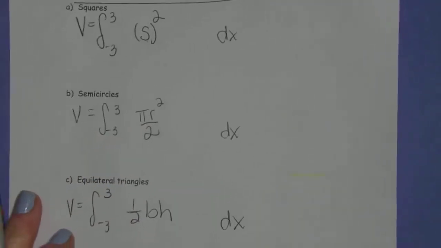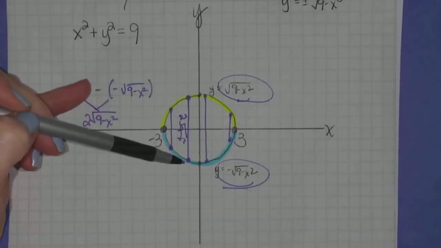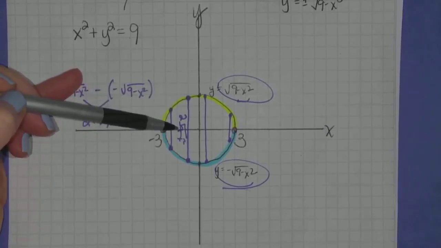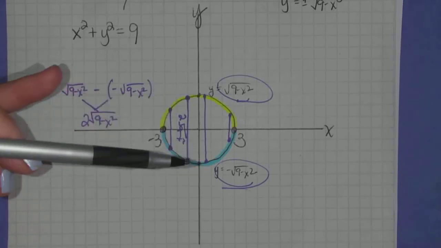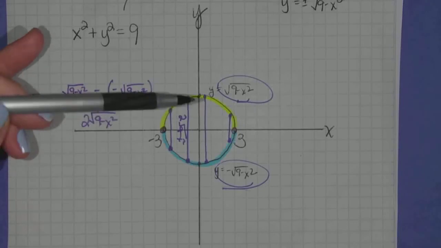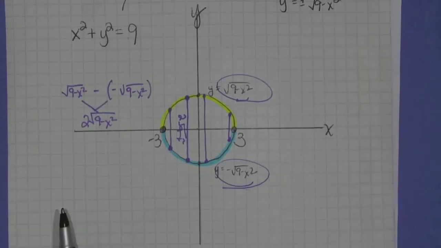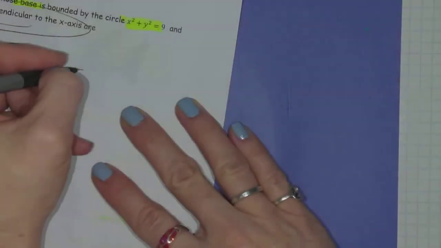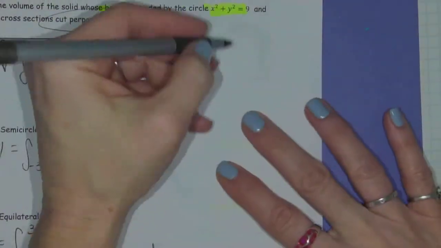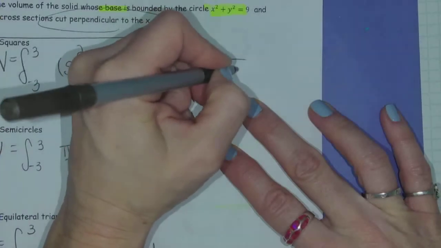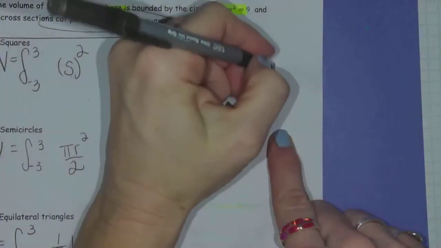So the squares are going to be pretty simple because I've already established one side of my square cross section. It's 2 root 9 minus x squared. Well, if I grow out and across and down these square cross sections, the height of the square is going to be the same because it's a square. So all I have to do is V equals definite integral from -3 to 3 of 2 root 9 minus x squared, so that's one side squared, dx.